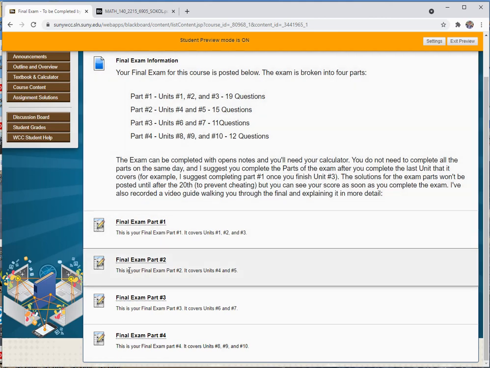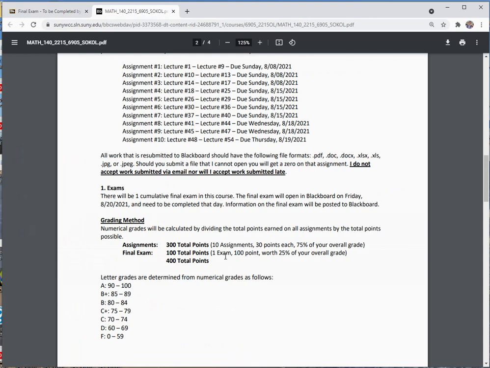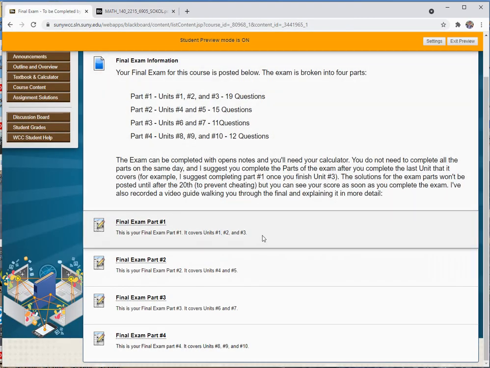Each of these parts is worth 25 points, so if you add them up, you get the 100 points for your final. These exams are open notes and open calculator, so you can use whatever materials you need to help you complete the exam.